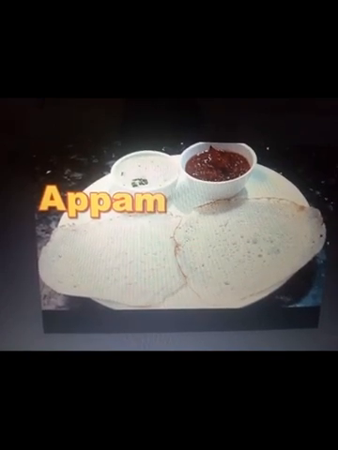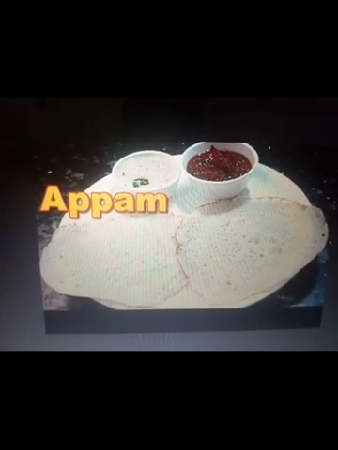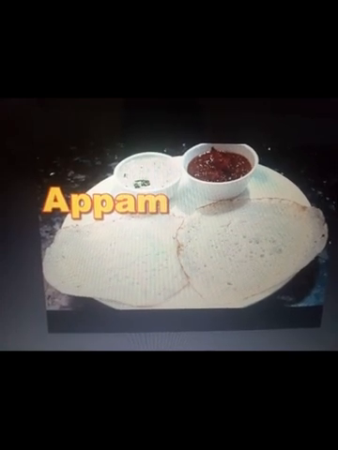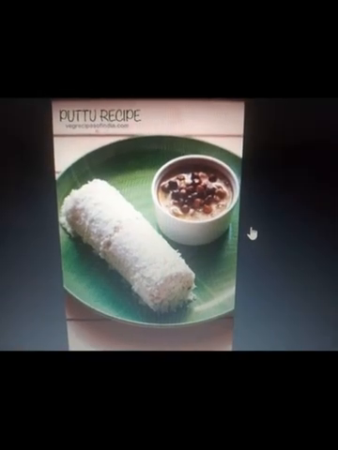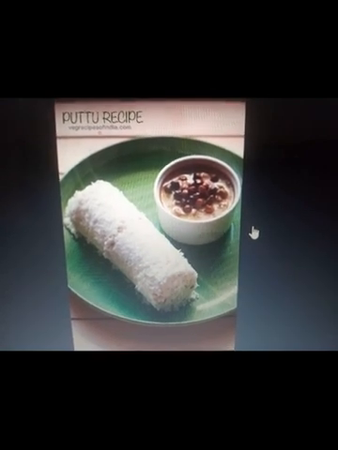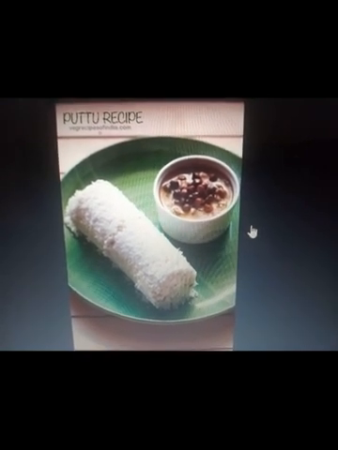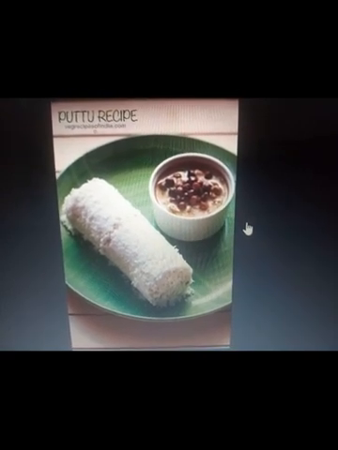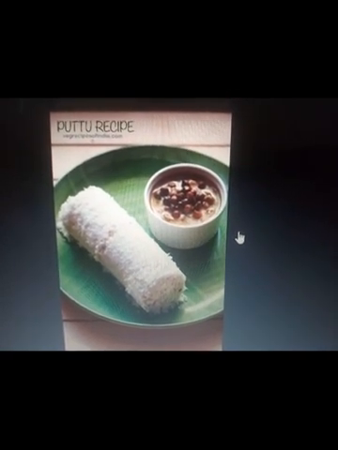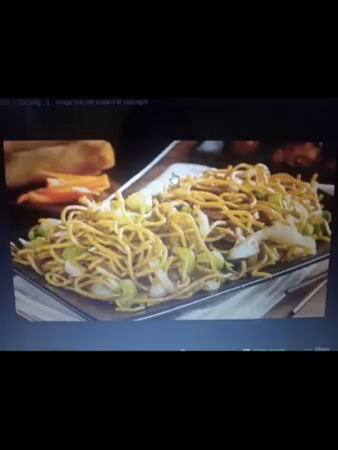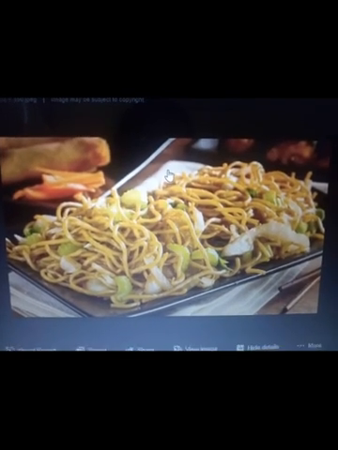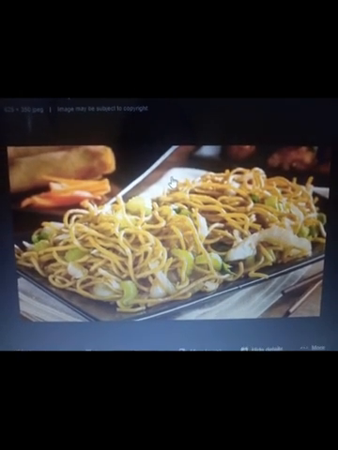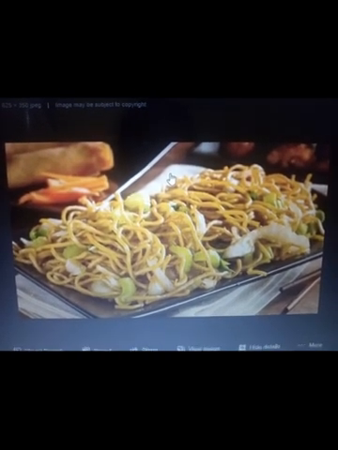Appam is a dish from Kerala. This is puttu. So appam and puttu are the specialty of Kerala. That means puttu and appam are the cuisines of Kerala. Now some international cuisines. We have done the Indian cuisines. Now come to the international cuisines.